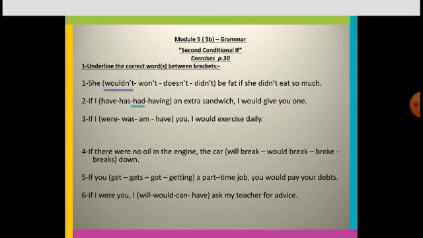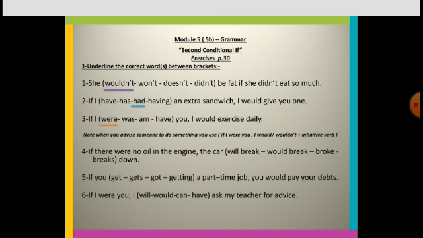Had. Excellent. Number 3. If I were, was, am, have you, I would exercise daily. What do I choose here? Very good. Why? As I said before, when you advise someone to do something, you use this expression: if I were you, I would or I wouldn't plus infinitive verb.